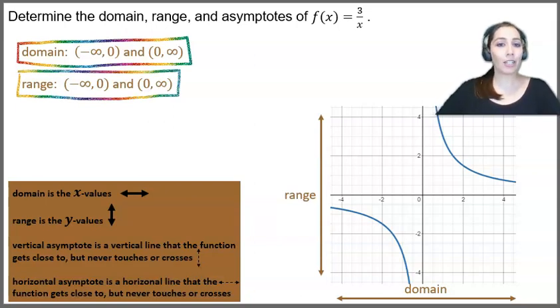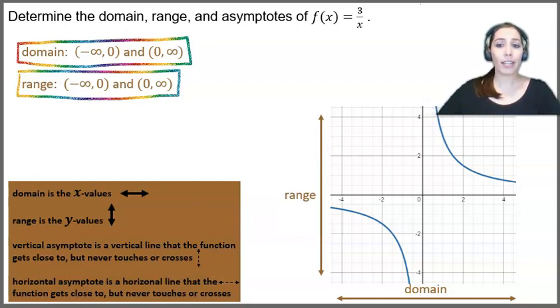Now we have to figure out our asymptotes. We're going to do our vertical and our horizontal asymptote. A vertical asymptote is the up and down line that your function gets close to but never crosses or touches. And the horizontal is the line that goes left and right, and it's the same thing. Your function gets closer and closer to that horizontal line but never touches it, never crosses it.